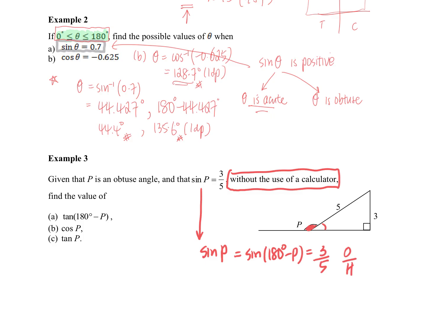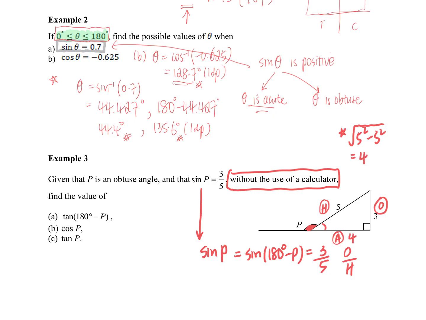So we ask ourselves, this one is H, A, O. So O is 3, H is 5, A is 4. Because you use Pythagoras theorem, right? 5 squared minus 3 squared, square root, you will get 4. So actually this is 4. This one you can find.